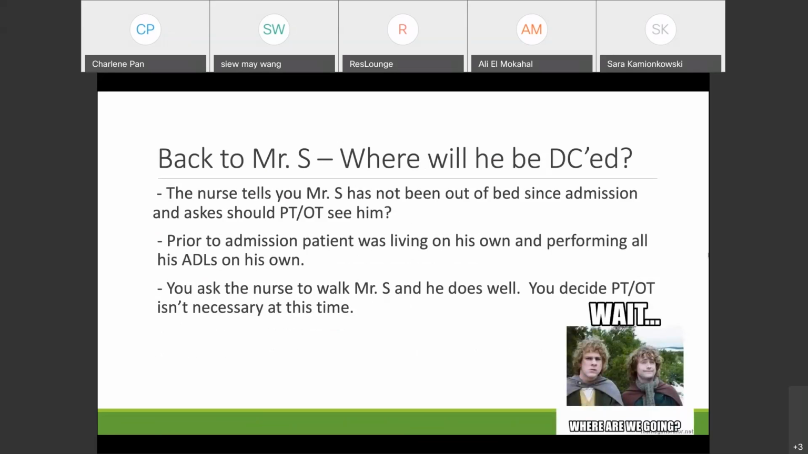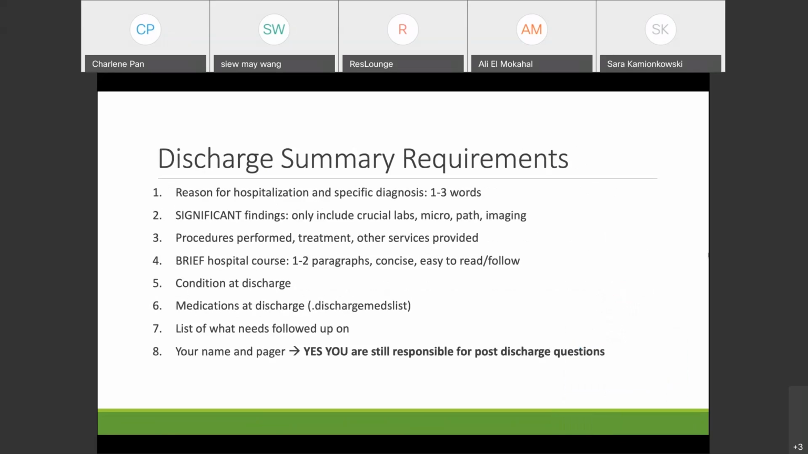So back to Mr. S. Go back to the screen. So he's ready for discharge. The first question in his discharge planning: where is he going to go? Okay. So he had been here, I don't know, 5 days. He was in bed the whole time. So the nurse asks, does he need physical therapy? Would you get physical therapy on him necessarily?